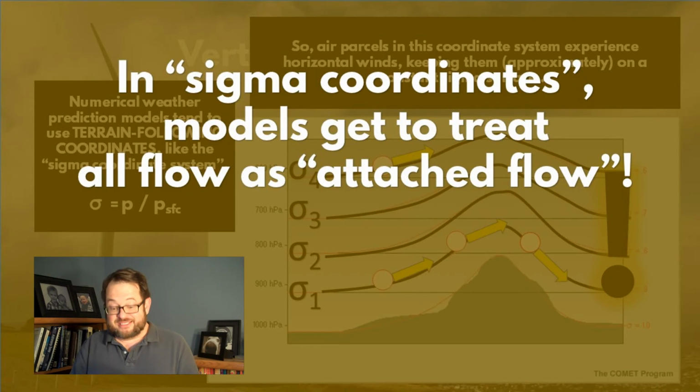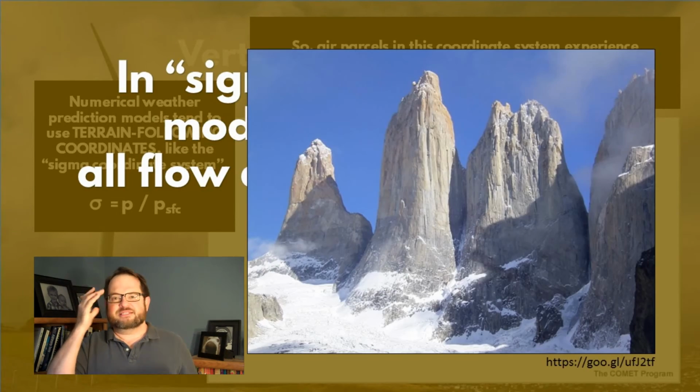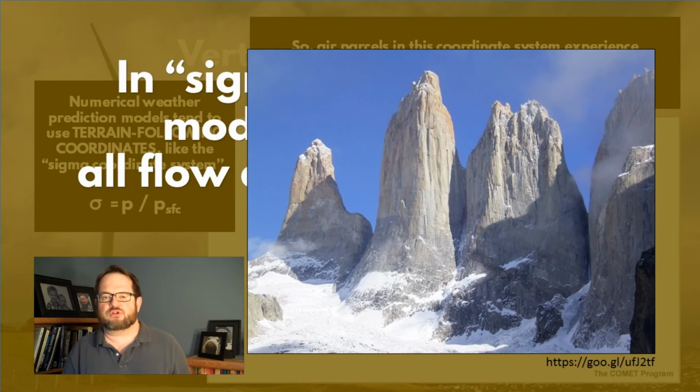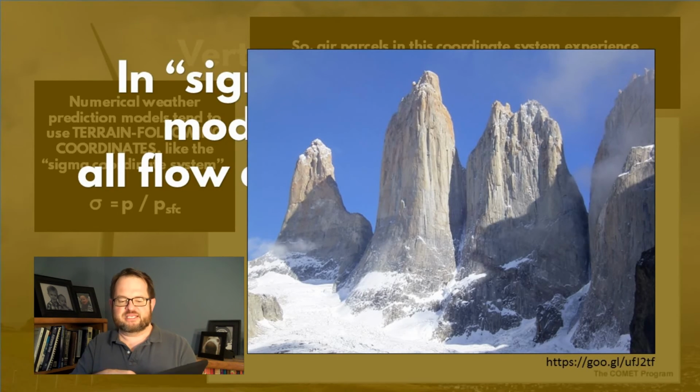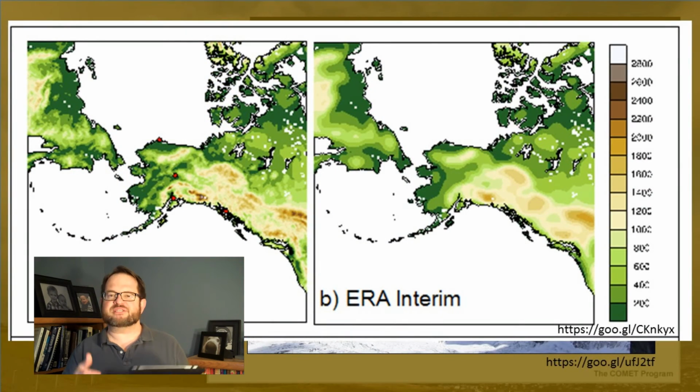But we got to think about this sigma coordinate thing. Now, sigma coordinates are not going to work over crazy complicated terrain. If you needed to simulate the flow going over and around these rocky peaks here in Patagonia, that's not going to work. Okay? But if we want to work with some simplified version of the terrain to make a large-scale weather forecast, this could be fine.